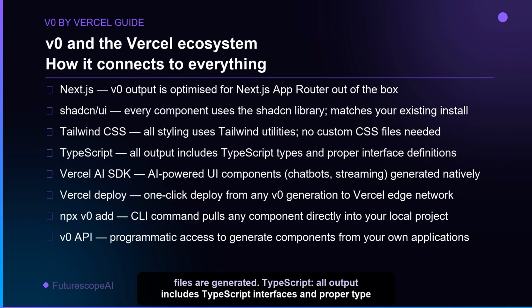TypeScript: all output includes TypeScript interfaces and proper type definitions. The Vercel AI SDK: V0 can generate AI-powered UI components natively, streaming chatbot interfaces, AI form completions, and real-time generation UIs. Vercel deployment: one click from any V0 generation deploys directly to Vercel's edge network. The npx v0 add CLI command pulls any component directly into your local project. And the V0 API gives programmatic access, generate components from your own applications in CI/CD pipelines.